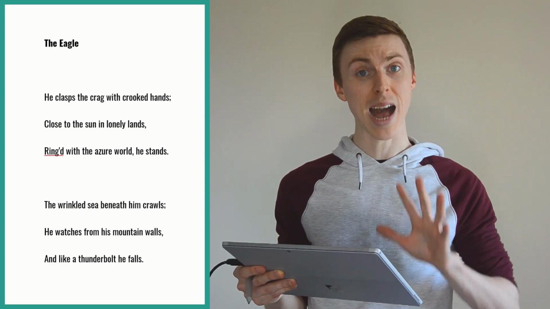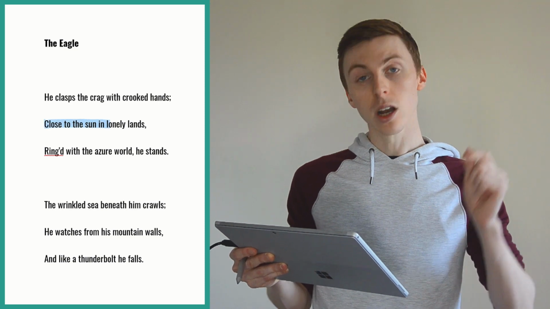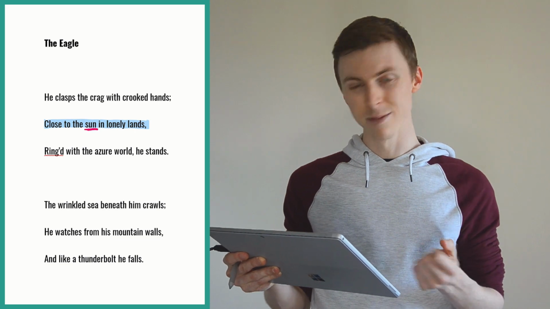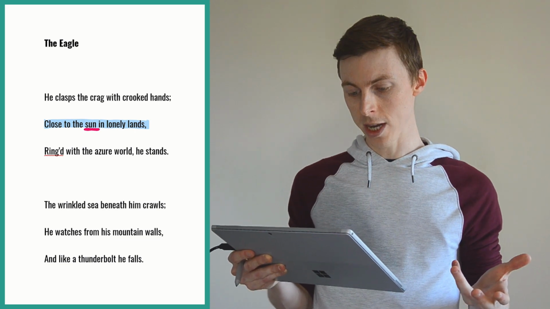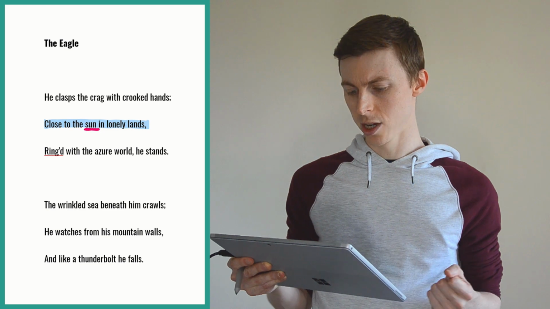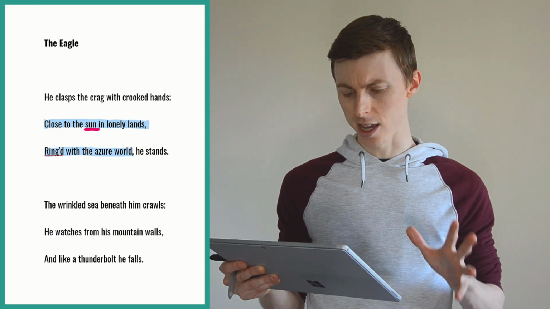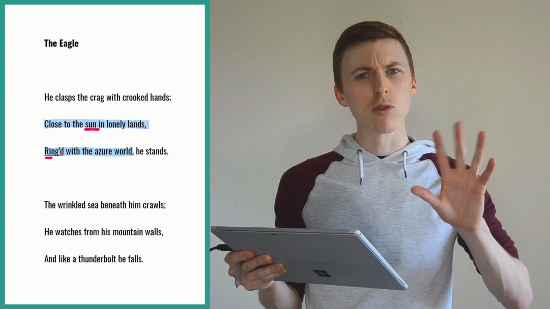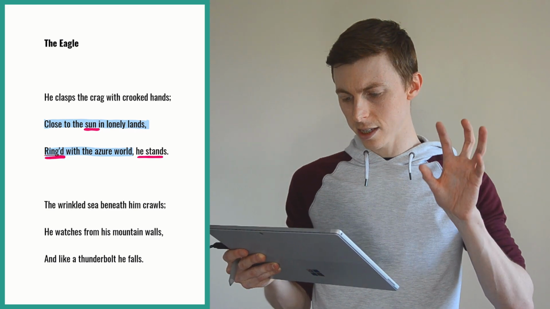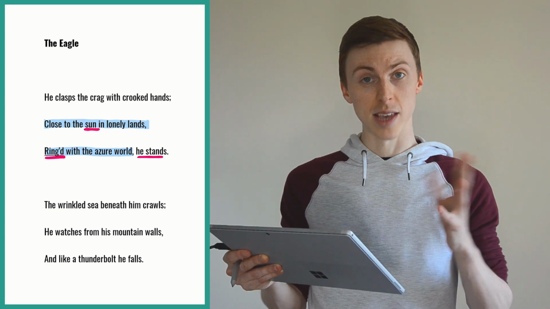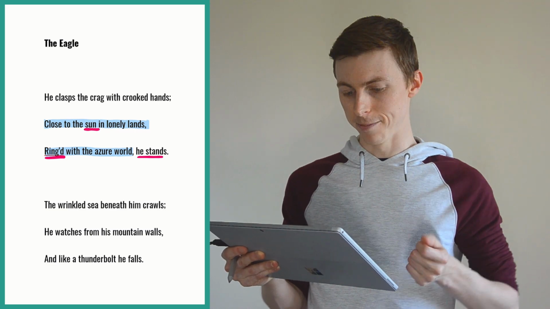We can start to build a pattern now of the various different bits of language and structure that we're seeing. Close to the sun in lonely lands puts the eagle atop the entire world. The sun is often an image of power, and the eagle is very close to that image. Ringed with the azure world shows the eagle to be surrounded by this dazzling blue sky. The way the grammar of this phrase is constructed seems to make the eagle the center point of this entire sky. And this again could show the eagle's importance and power.